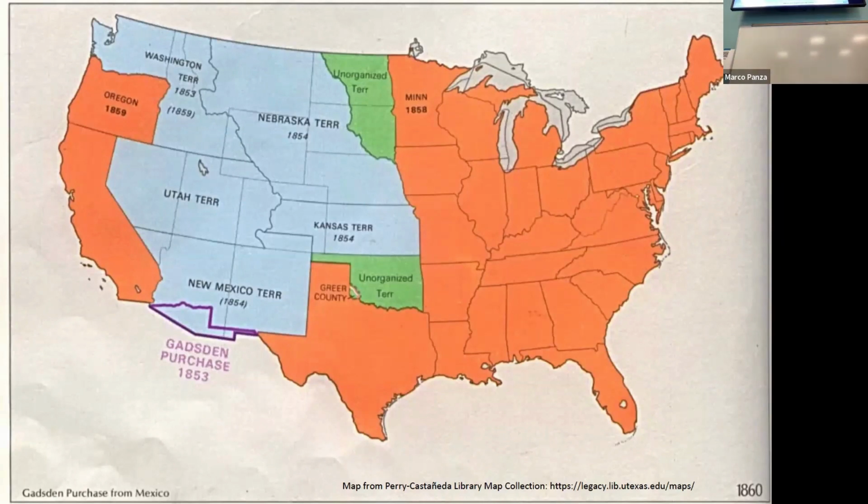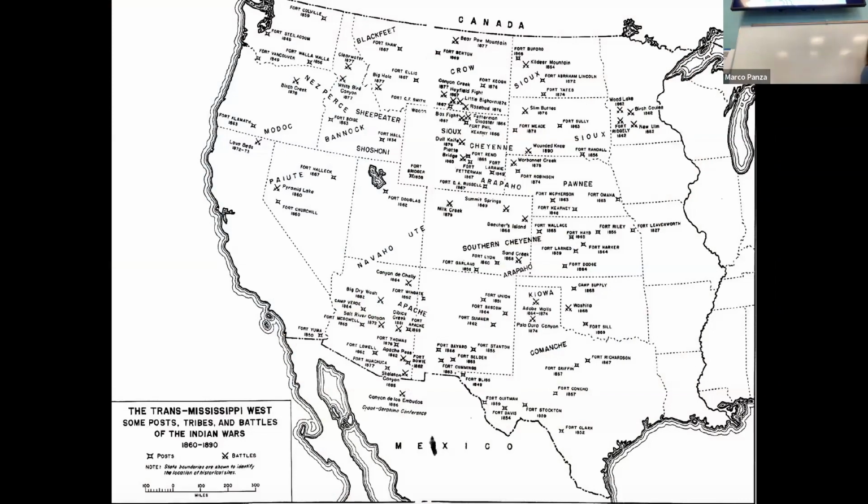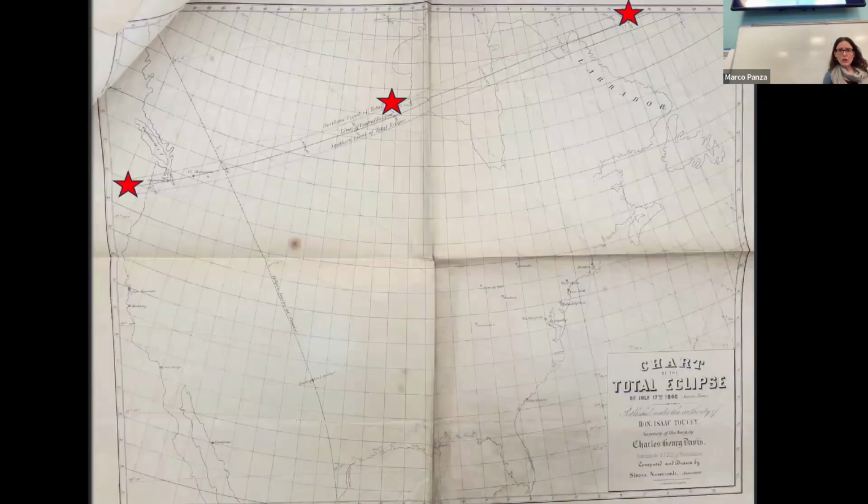So California over there, already a state. These orange ones are states, the green ones are territories. And just a word about that part in the middle there, it's not this vast expanse of nothingness. There is an incredible conflict and decimation happening to indigenous populations in the middle there over this period of time. So the US has three expeditions that take off in 1860. This map here is drawn by Simon Newcomb, who was a young computer at the new Nautical Almanac office.